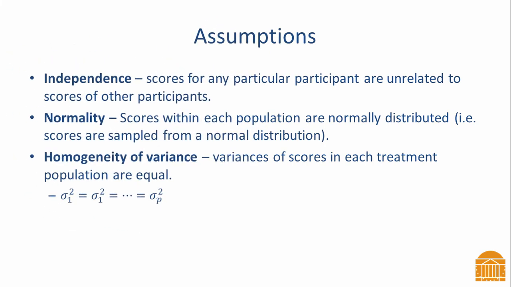One-way ANOVA is an extension of the independent samples t-test. As a result, the F-test in one-way ANOVA has the same assumptions as the independent samples t-test. We assume independence, normality, and homogeneity of variance.